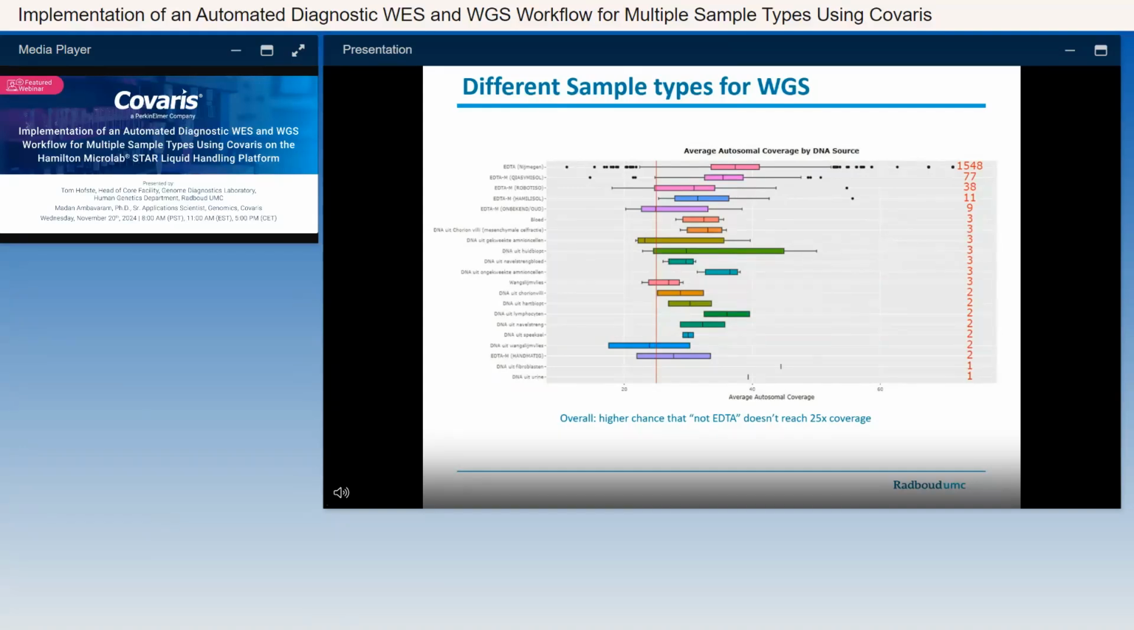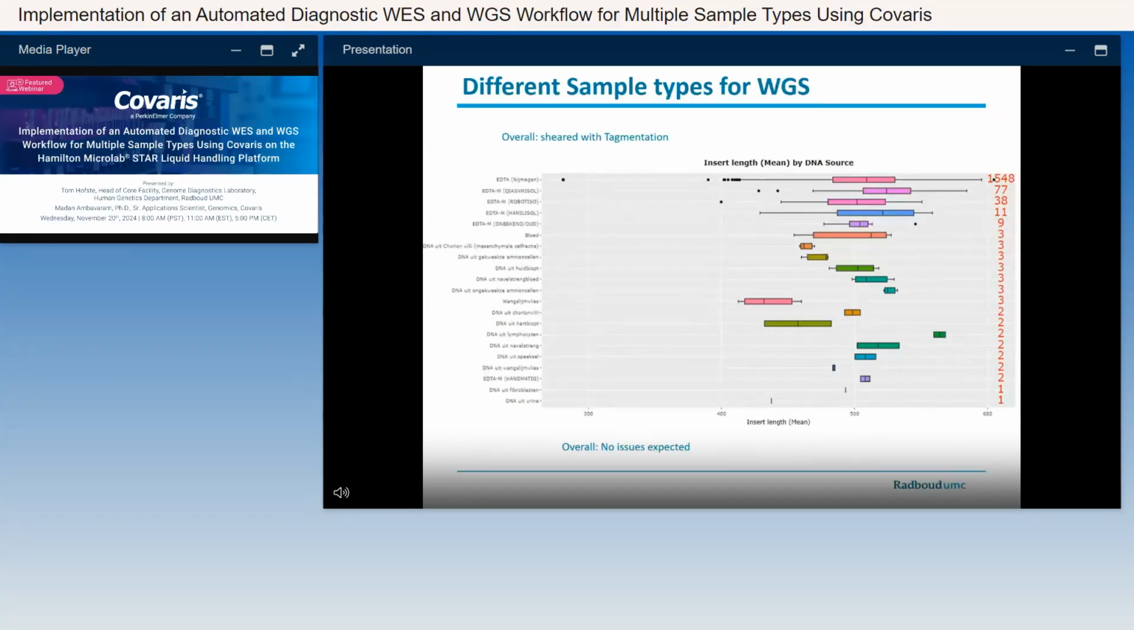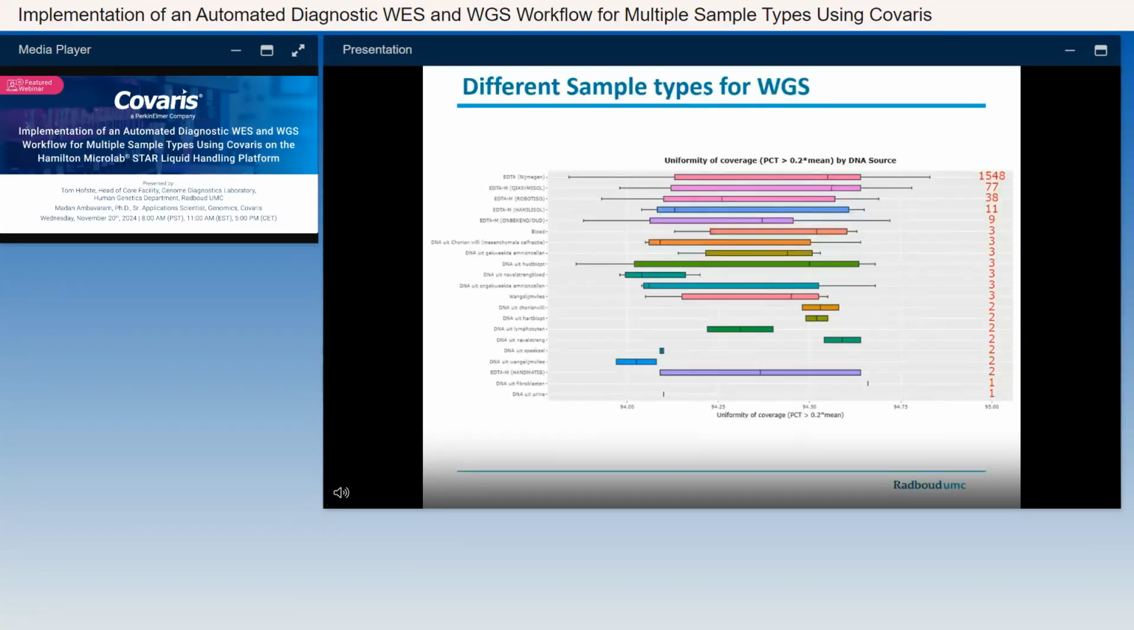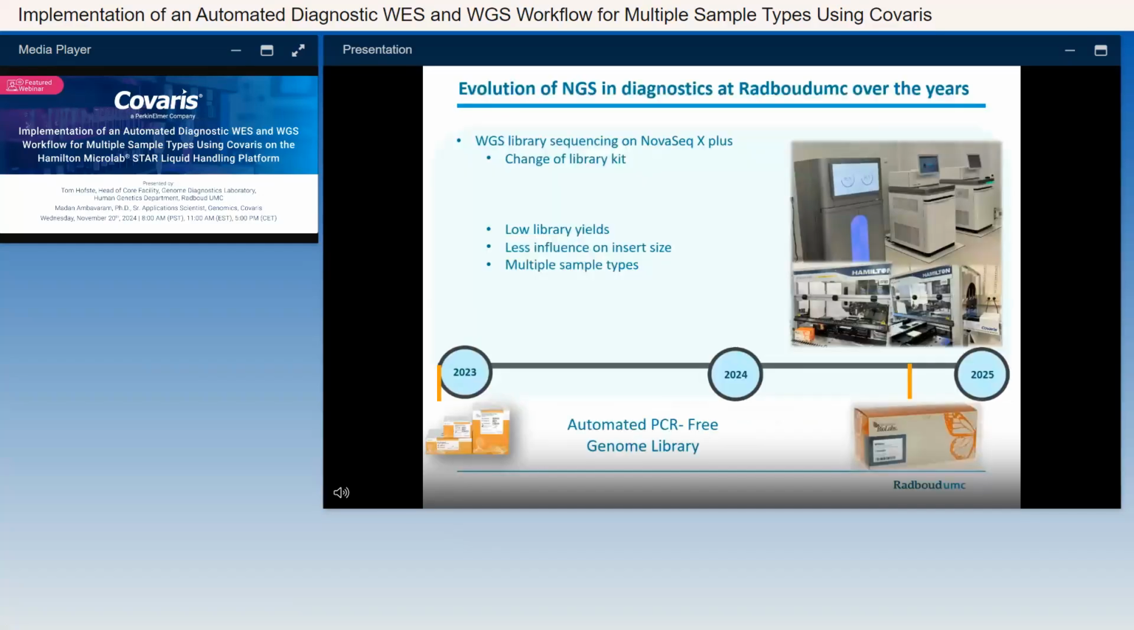We also looked into the insert length for this set of data. You can see that there is some difference, but not that big a difference. So we expect no issues for the insert size at the moment for the segmentation, but we need to repeat this complete test also with the Covaris and the library prep that we use at the moment. When you look at the uniformity of the coverage for the whole genome, it's fine for all different materials. So we expect no issues there.